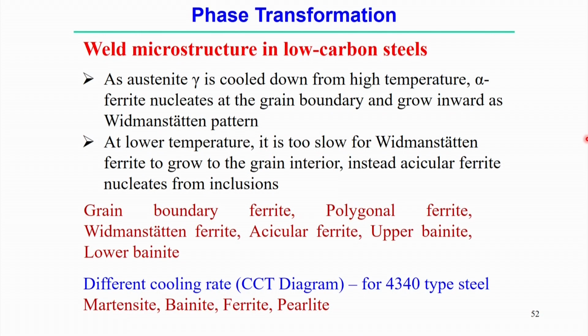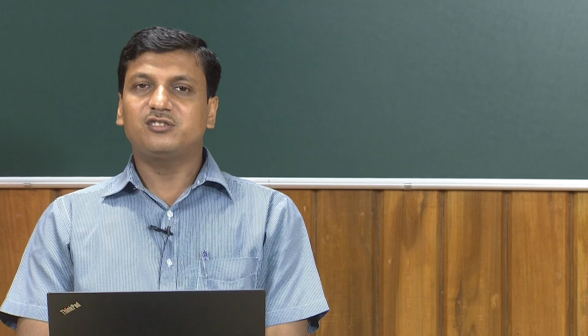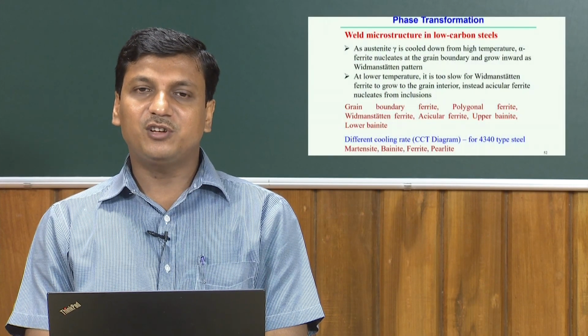So, in that case acicular ferrite nucleates from the inclusions. So, low carbon steel forms different types of structure: the grain boundary ferrite structure, polygonal ferrite structure, Widmanstatten pattern ferrite structure, acicular ferrite, upper bainite, and lower bainite. This kind of different structure can be produced, or we observe them, in the weld microstructure of low carbon steel.